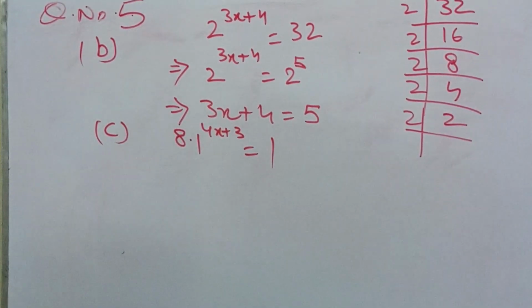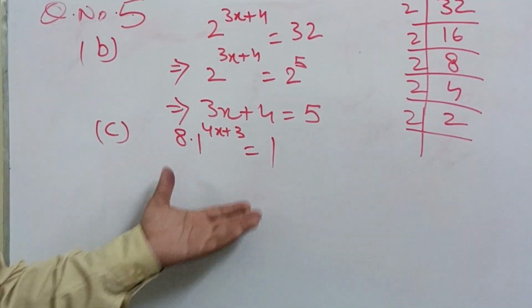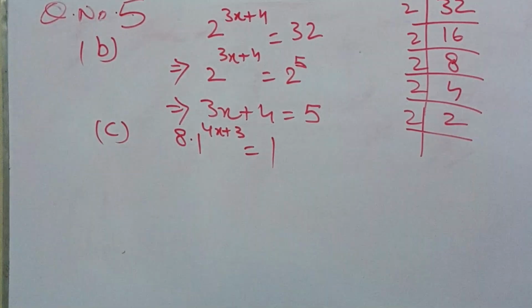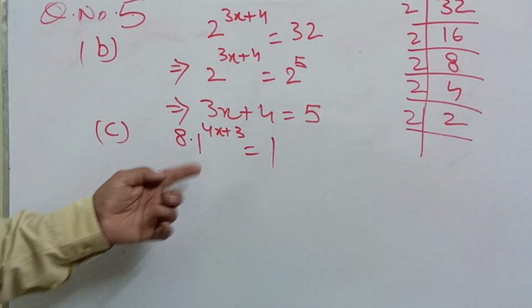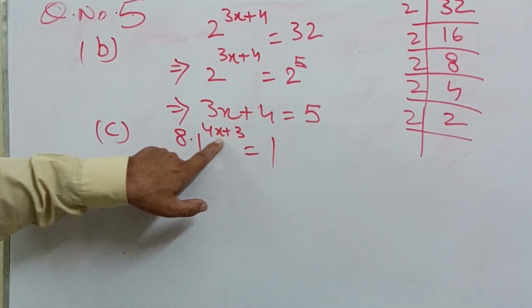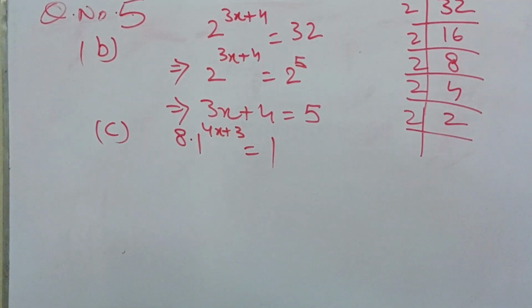You might have done these sort of questions in chapter number 2, and I have already completed chapter number 2, power and indices. You might remember that. Now consider that this power has been added from somewhere. From where has it been added?